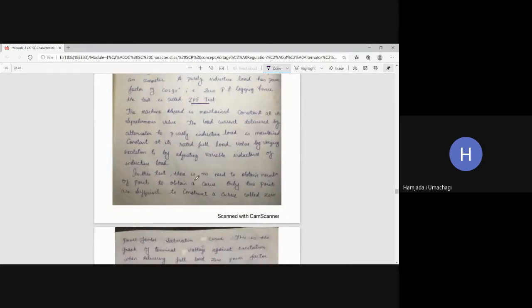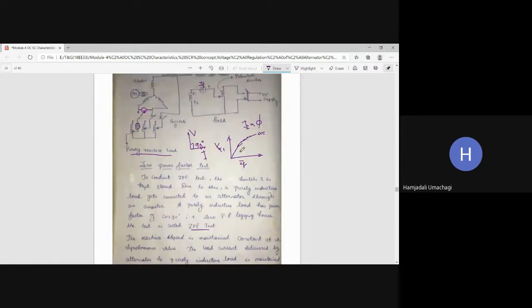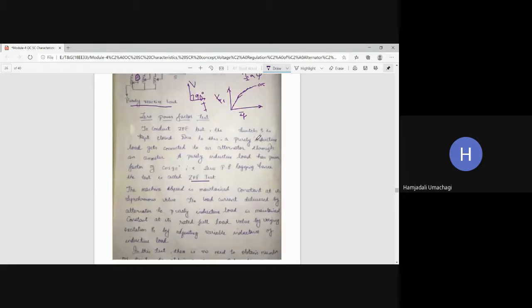In this test, there is no need to obtain a number of points. Okay, so here, like we see for the open circuit test, for different field excitation, you will be getting several points from 0 voltage to rated voltage. In different numbers of steps, we will be getting different points for the OCC. But here in the SCC test, we want only 2 points to draw the ZPF curve. So which are those points?